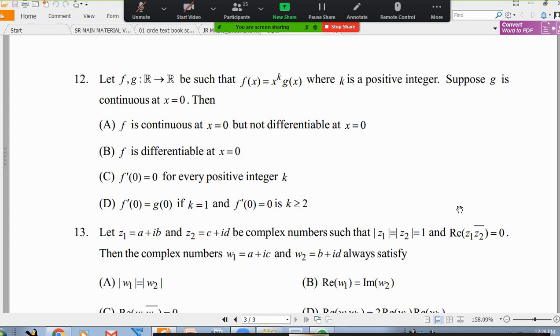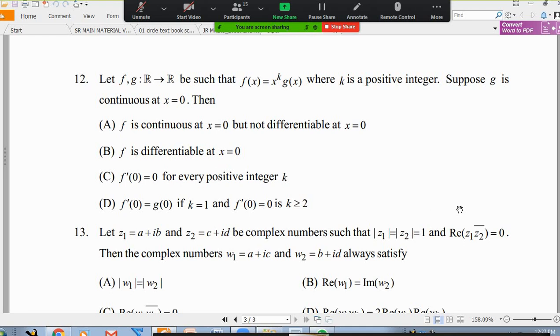Okay, what is this one? Let f from R to R be such that f of x equal to x power k g of x, where k is a positive integer. Suppose g is continuous at x equal to 0.